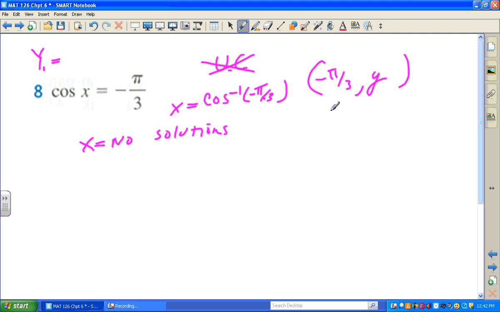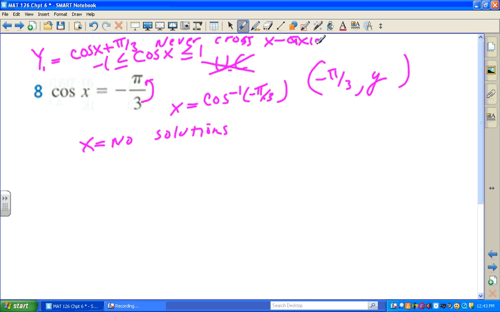Pi is equal to what? 3.14. The cosine of x has to be between 1 and -1. If you take 3 into pi, that's going to be bigger than 1, or have a bigger absolute value. If you wanted to put it on your graph, you can put cosine of x plus pi over 3, and it will never cross the x-axis. It will never equal 0. So you have a lot of options in front of you to figure these out. Try all of them if you have to.